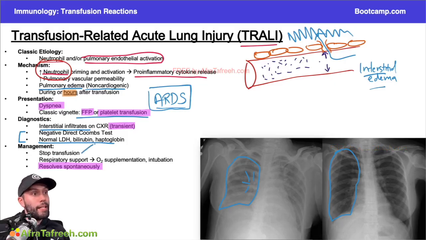So the key is, if it's happening during the transfusion, we stop the transfusion. And because the patients largely are having almost an acute episode of respiratory distress, we're going to provide respiratory support. That's going to be the key, but it usually will resolve spontaneously.